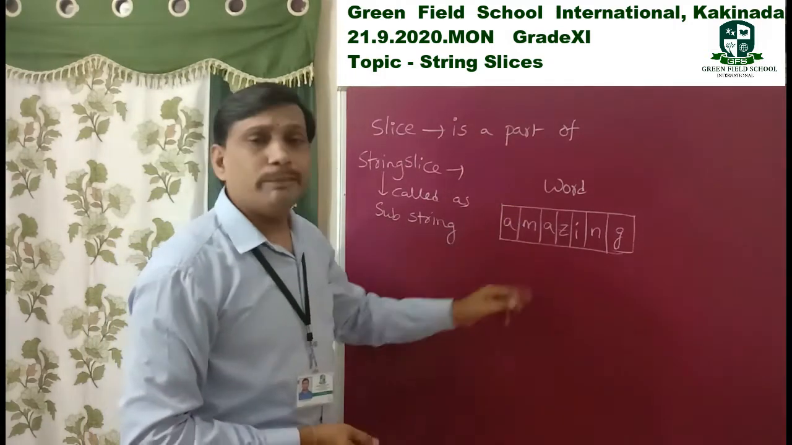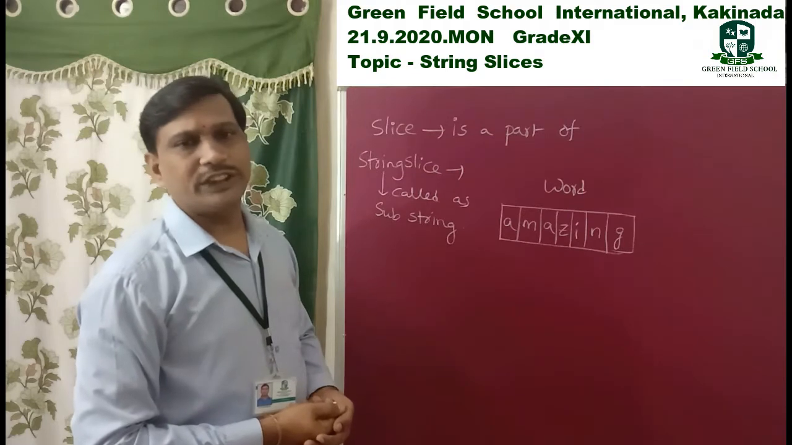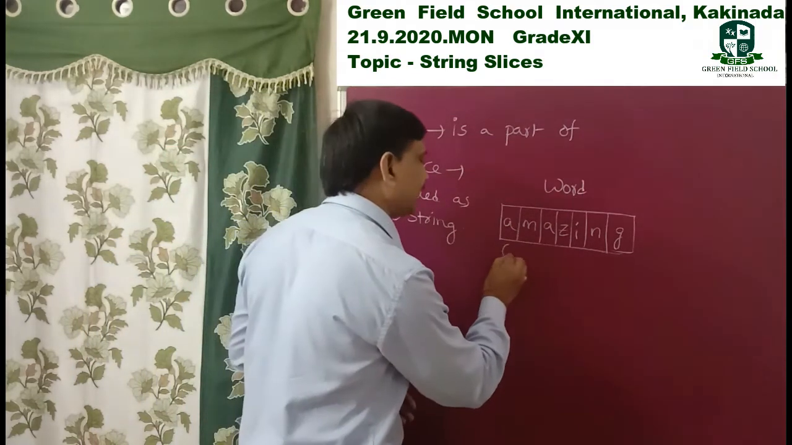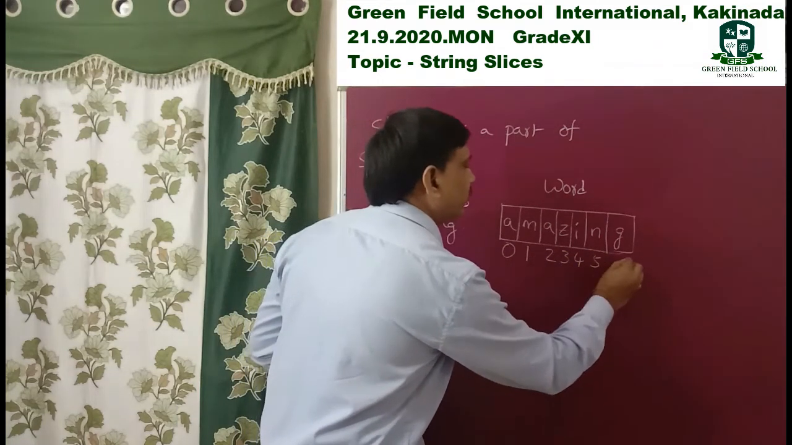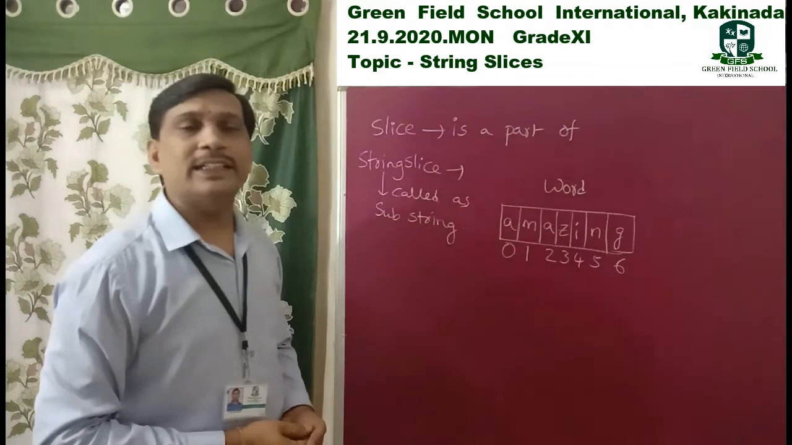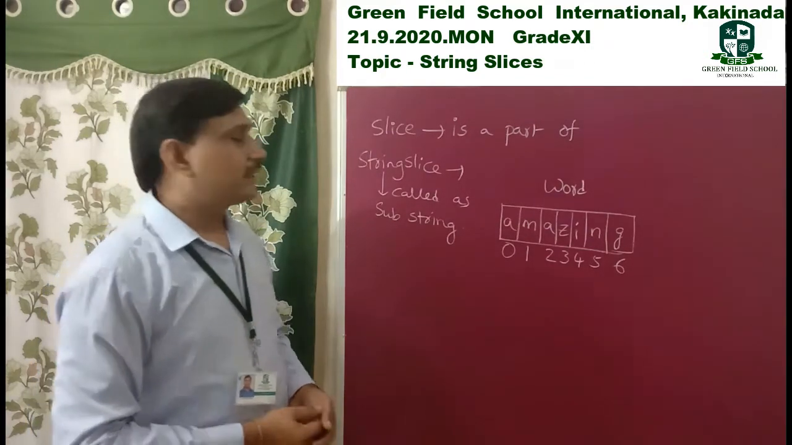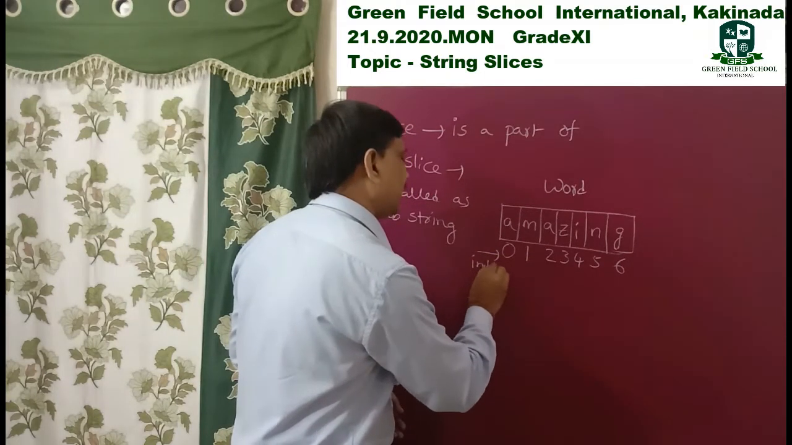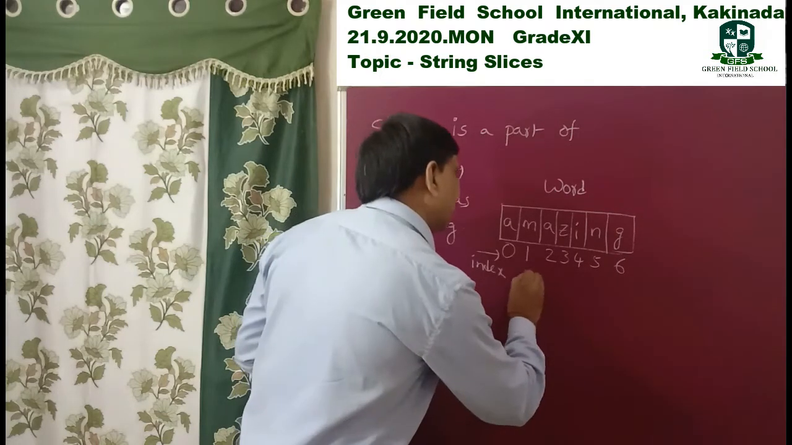that one string can be traversed by using its index or position. So here the index is 0, 1, 2, 3, 4, 5, 6. Total how many characters are there? Total 7 characters are there. This is called the index. So 0 to 6 means forward direction.